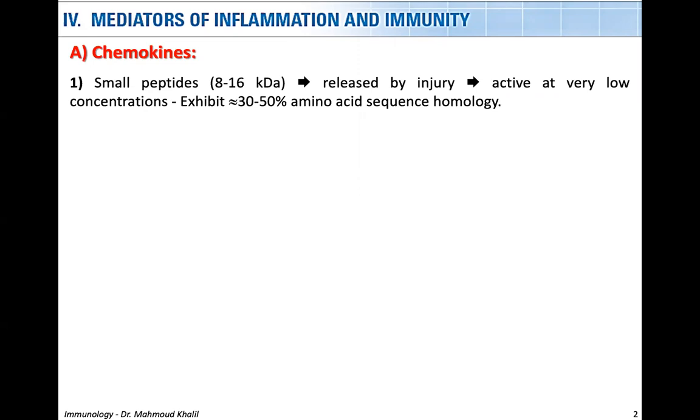Chemokines are actually very small proteins, small peptides of around 16 kilodaltons at maximum, and they are only released by injury, and they are very active at very low concentration. And all the chemokines actually share a sequence homology of around 30 to 50%.